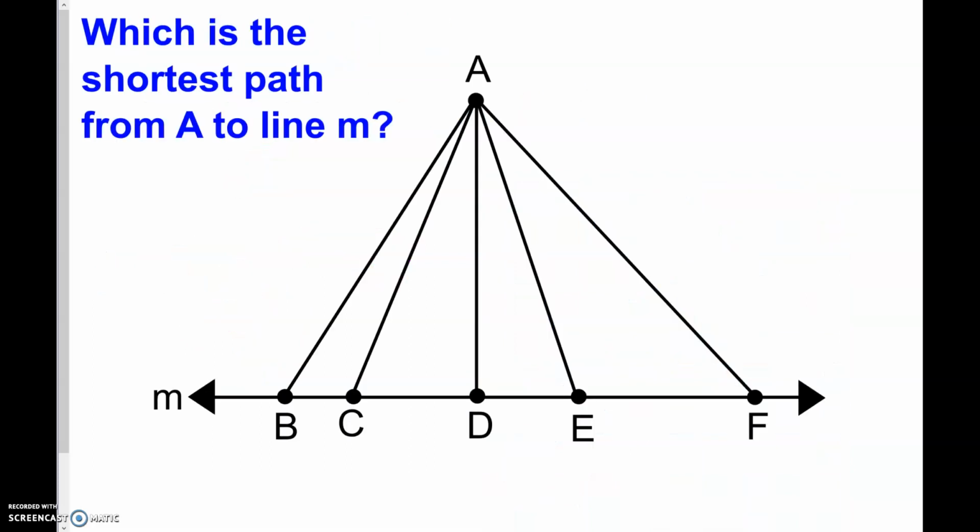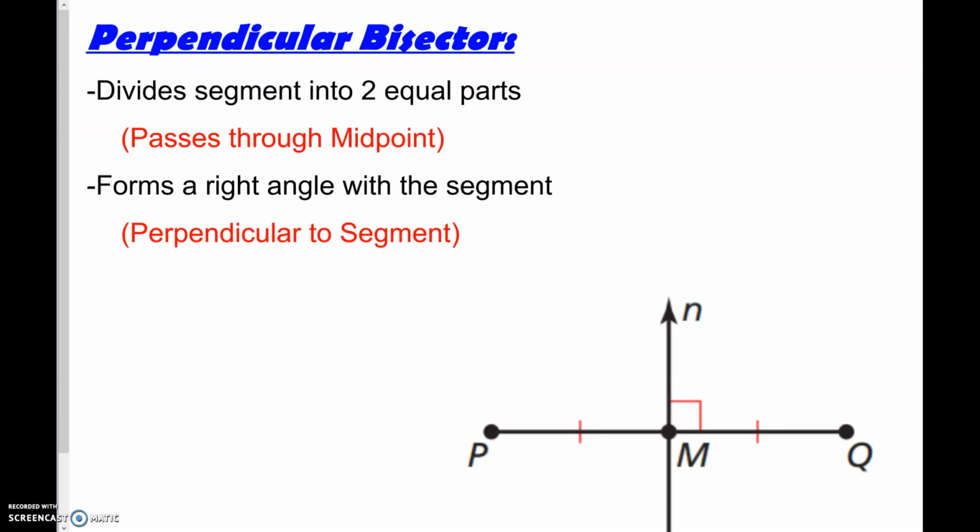All right, which is the shortest path from line A to line M? Well, of these here, it's going to be AD, because it looks like that one is going to be the perpendicular. So AD would be the shortest path.